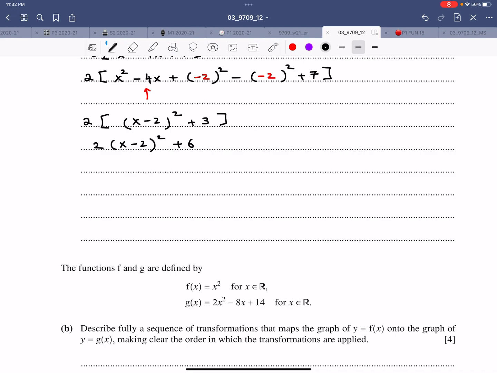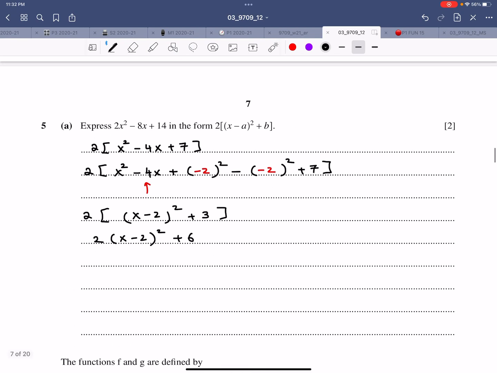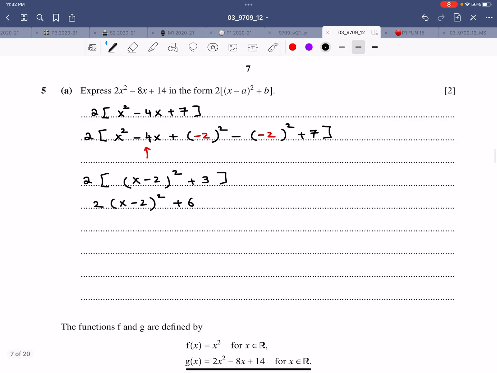Let me double check one more time. This is 2 common, so this is 1, this is 4 and this is 7. That is perfect. x² − 4x, so (x − 2)² and plus 7. This is minus 4 because of this. Minus 4 plus 7, so 7 minus 4 is 3. 2 multiplies with this, and this is what you get.